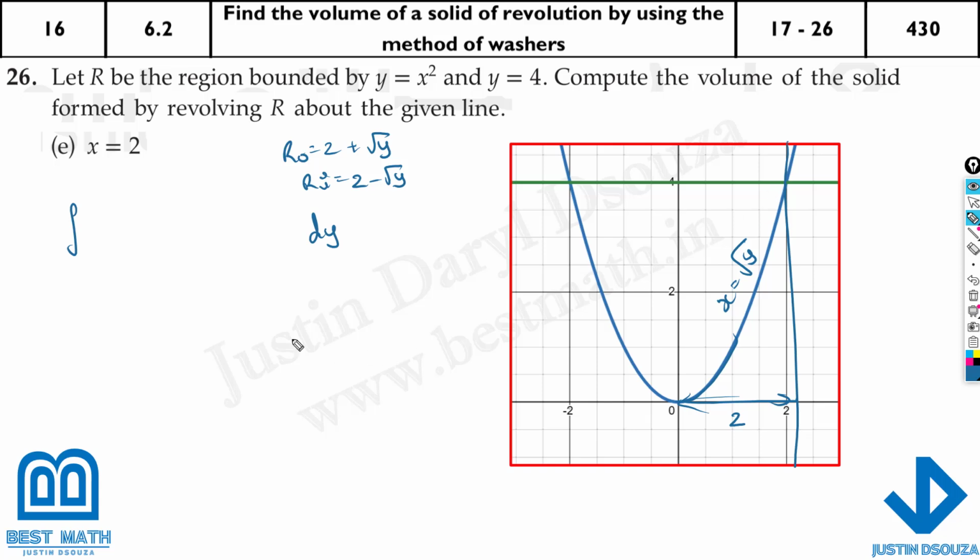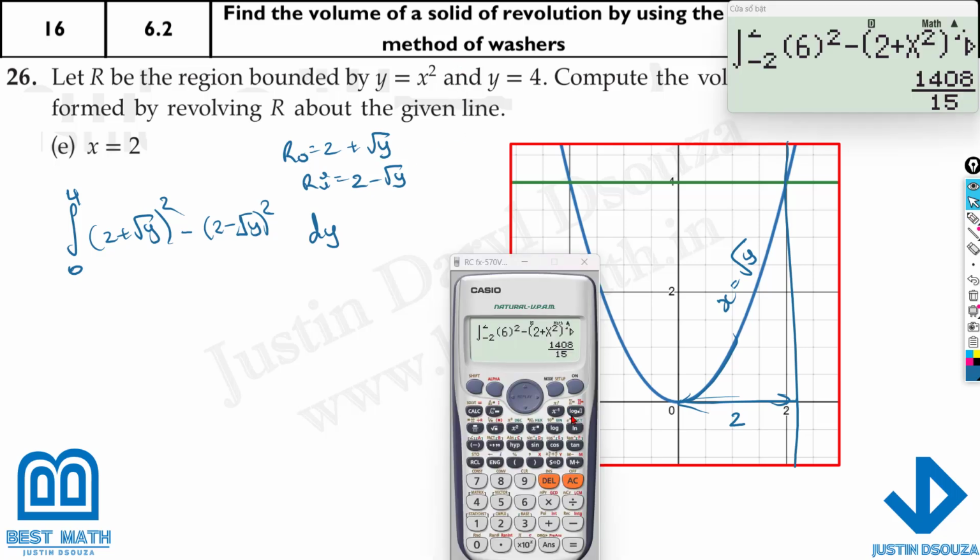Why? Because it's coming inside. So it is 2 plus square root y, because from here it's to the axis it's 0, but it's extra, right? That's plus square root y. Minus 2 minus square root y the whole square. Why? Because this is coming inside. And the limits are from 0 to 4. So let's put that in the calculator.